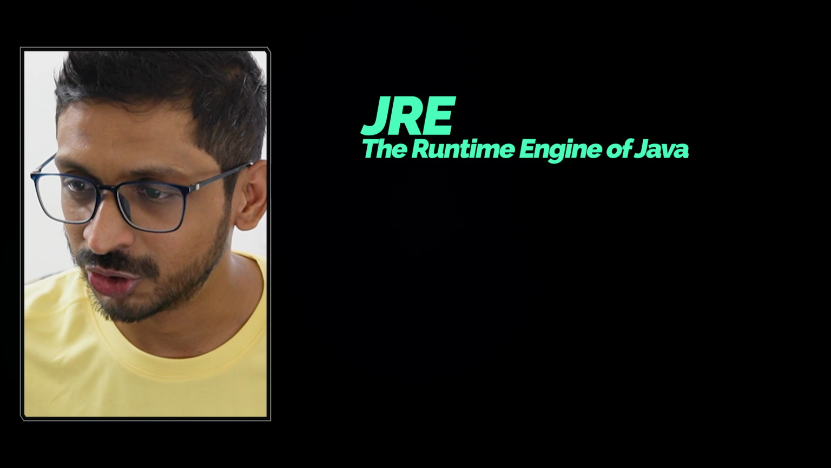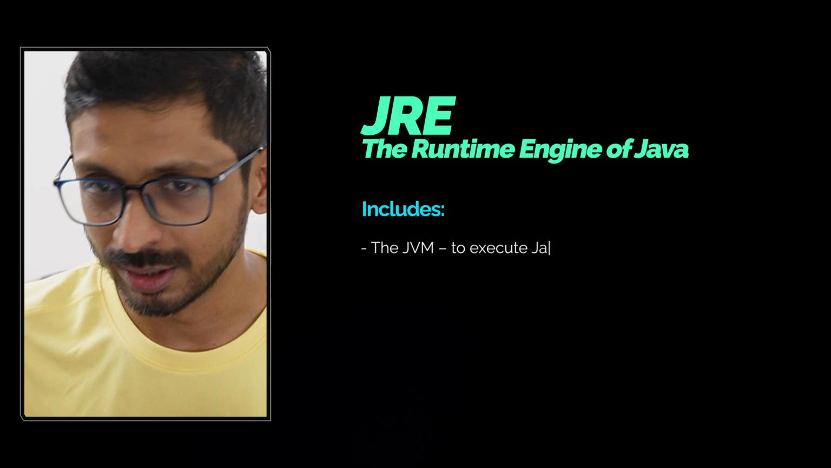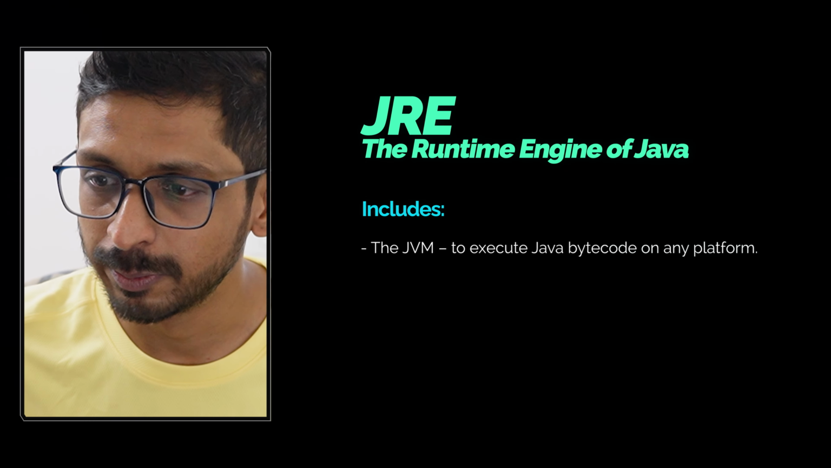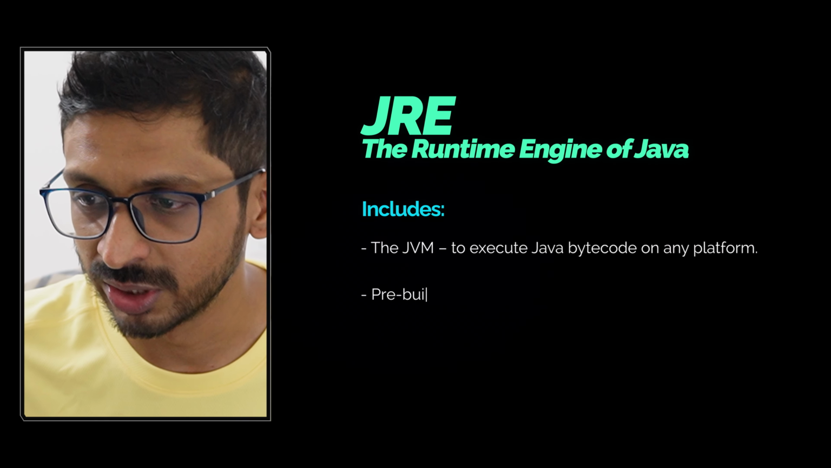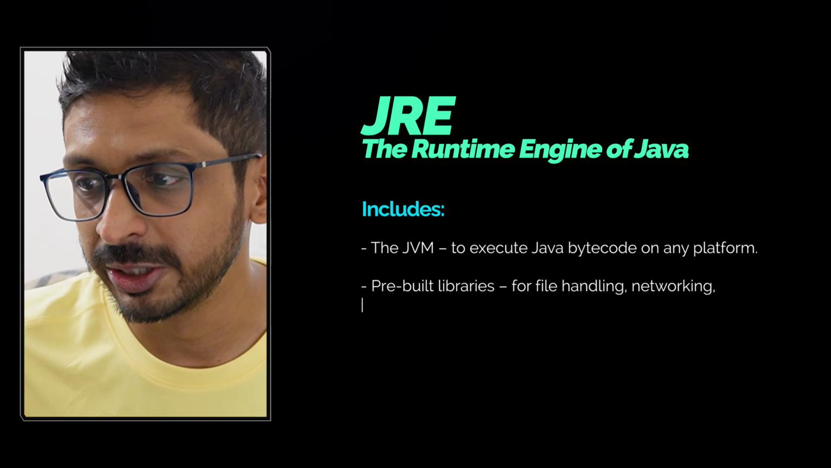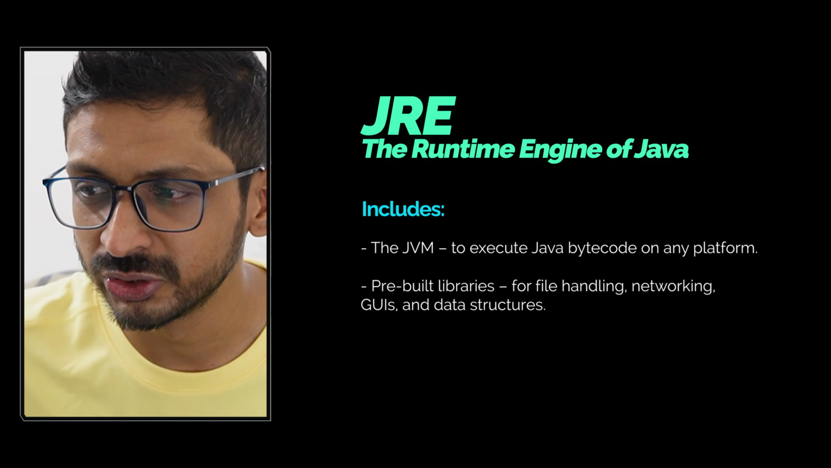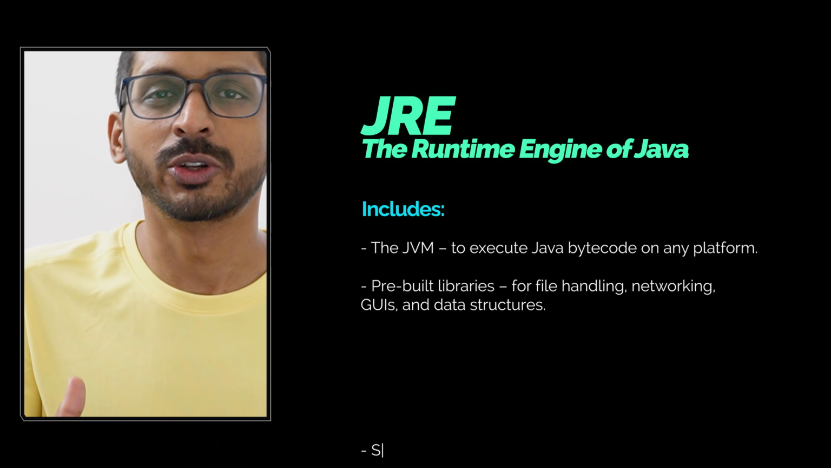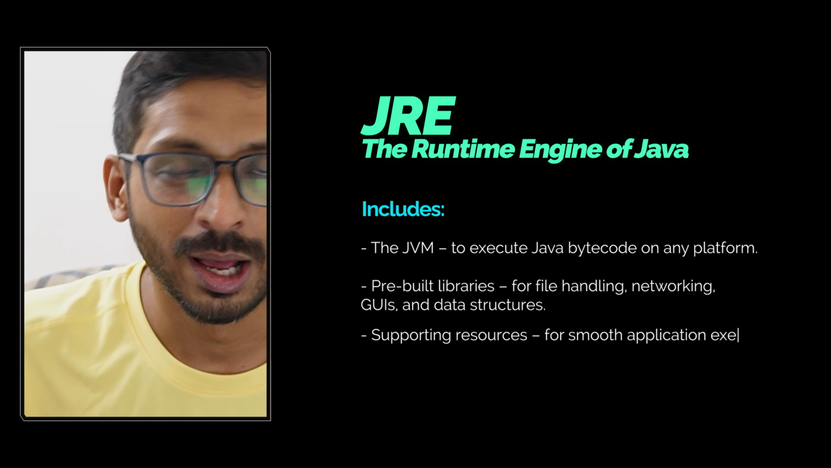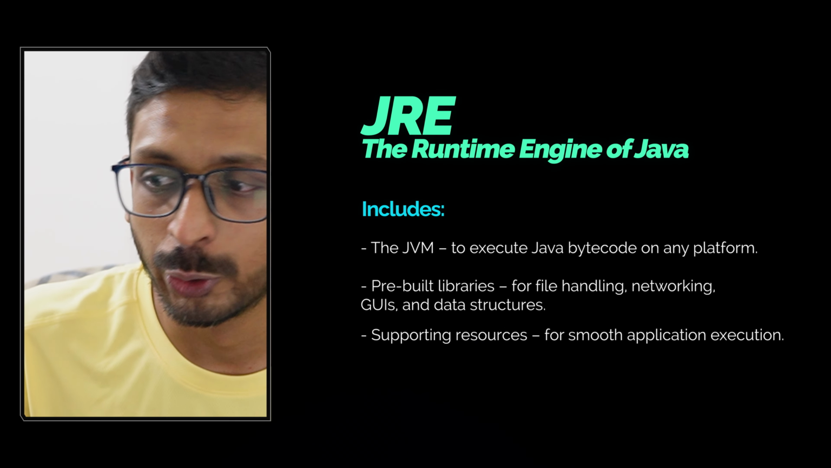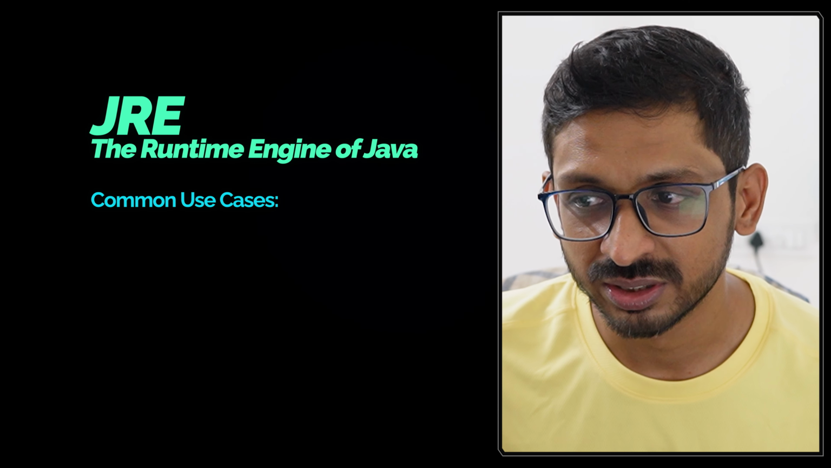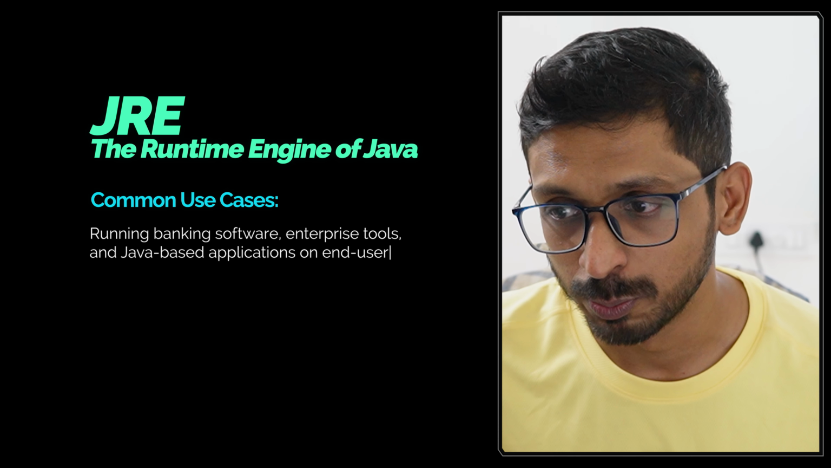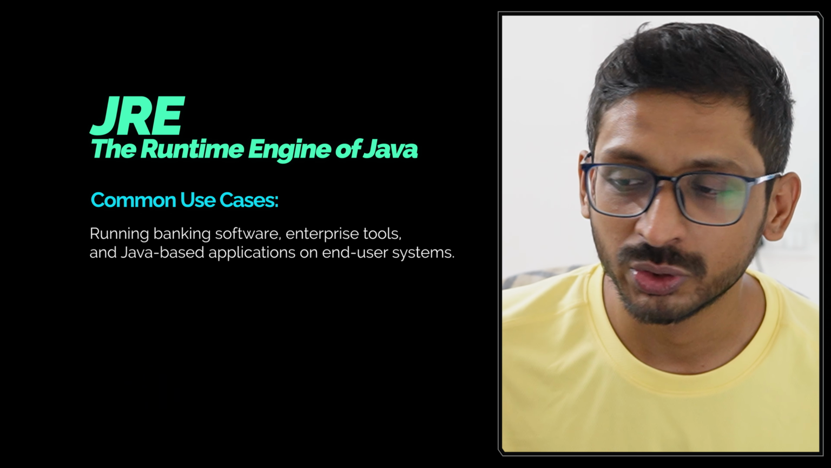At its core, the JRE contains the JVM. That is, JVM is part of the JRE which runs your Java bytecode on any platform. It also includes a set of pre-built libraries, ready-made tools for file operations, networking, GUIs, and data structures. And it bundles the supporting resources which are needed to make sure your applications run smoothly end-to-end. You will find JRE used in places like banking software, enterprise applications, Java-based desktop tools, especially on end-user machines.